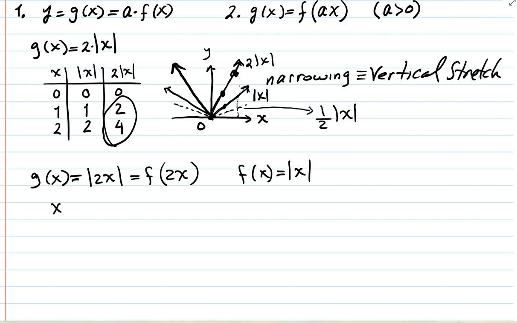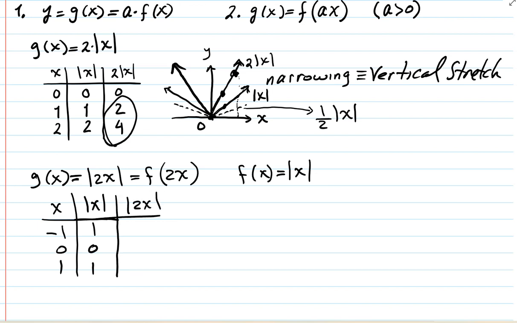All right, now if you look at the possible values here, let's say my x is -1, 0, 1. The absolute value of x is going to be 1, 0, 1. And absolute value of 2x, you multiply 2 times x, then take absolute value. So 2 times -1, -2, absolute value of that is 2. 0 doesn't change again, and 1 times 2 is 2. Absolute value of that is 2. So let's graph this one now.